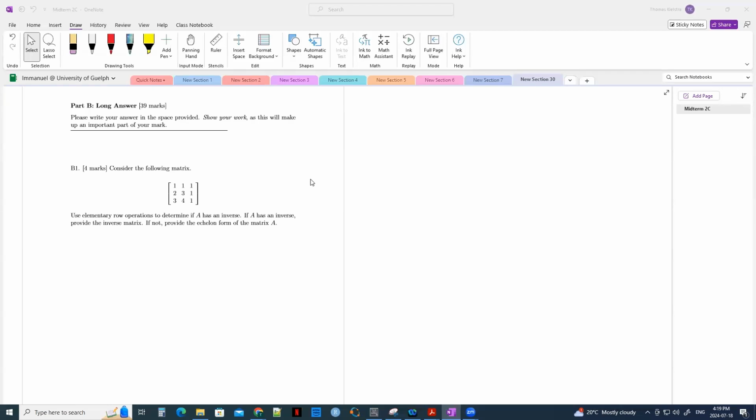So we're given a matrix in B1, and we're asked to use elementary row operations to determine if A has an inverse. If A has an inverse, provide the inverse. If not, provide an echelon form of the matrix.